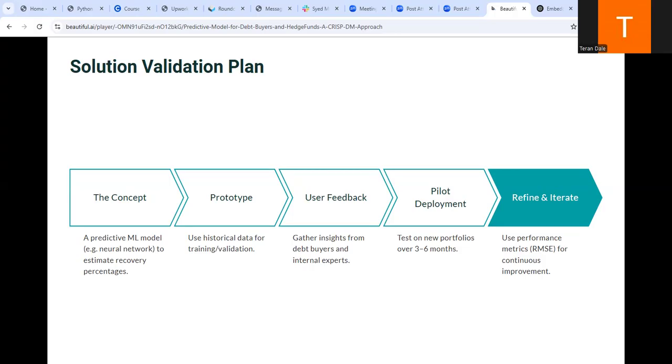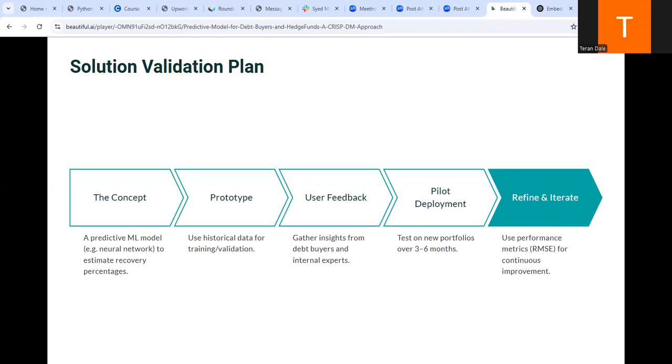And then pilot deployment. We test the model on a small subset of newly acquired portfolios, to see how it would perform, tracking the actual recovery rates over a period of 3 to 6 months. And as I said, there are other aspects that come into place. Most times when one acquires a portfolio and outsources it to a third party source, there are other factors in place.